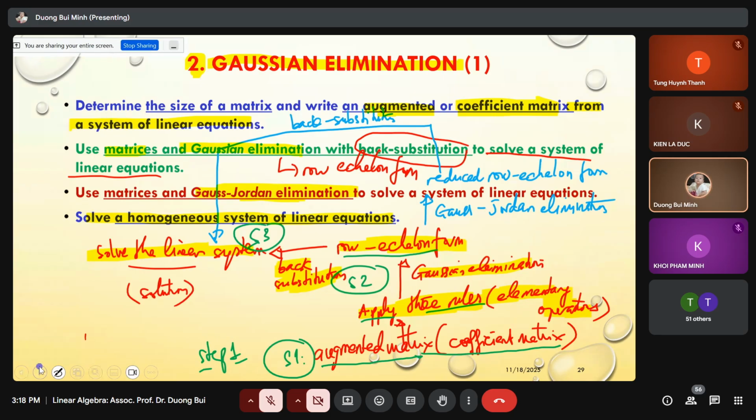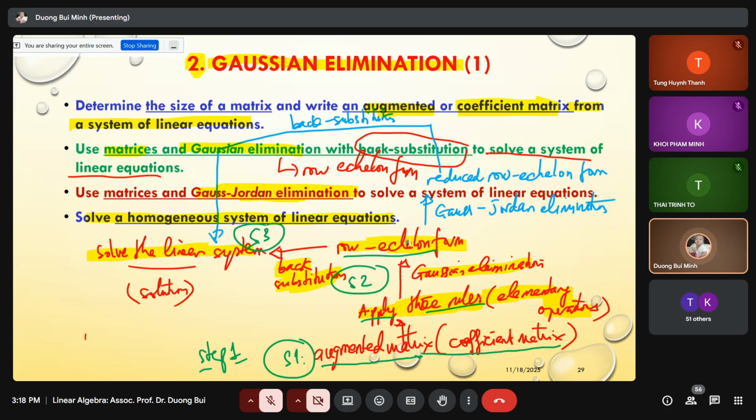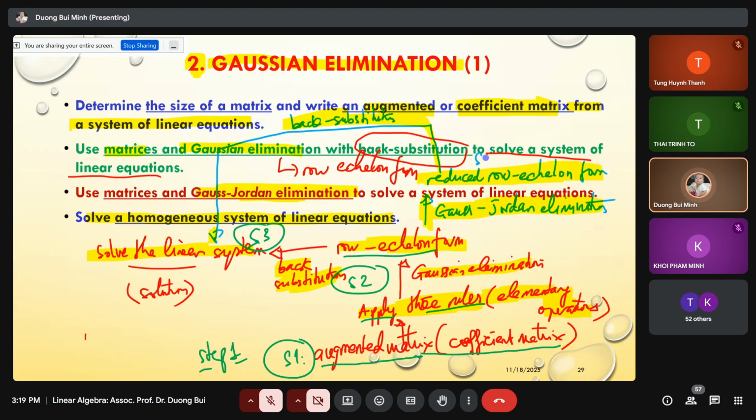So when you get row echelon form, we continue to apply Gauss-Jordan elimination. You can get reduced row echelon form, and then you can get the solution of the linear system. Maybe you don't need to apply back substitution because when you get reduced row echelon form, you can get the solution immediately. But anyway, this is step 4. It's just an extension.